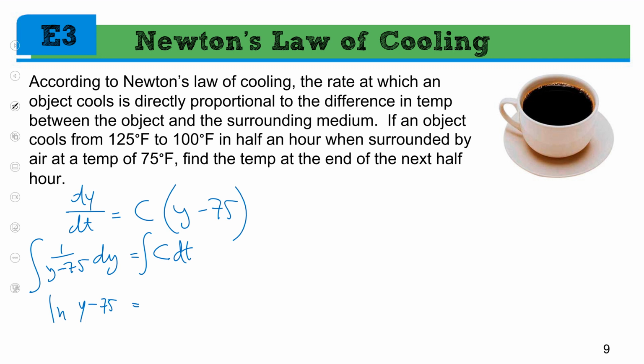What's the antiderivative of c dt? CT, very good. Oh, wait, bad choice. Maybe I shouldn't use C. Let's turn this into a k, because we're going to do a plus C here. Ooh, I got sloppy there. The next step is going to become second nature to you. The e to trick. y minus 75 is equal to C times e to the kt.